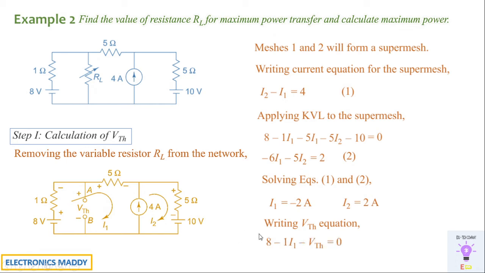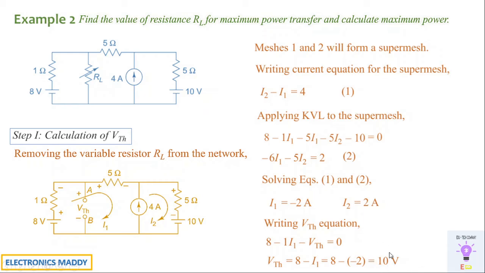How do we write that? So again I've considered this portion. This is the point that gives you the voltage VTH. So minus to plus, plus 8 minus 1 I1 minus VTH, again plus to minus, minus VTH, that is equal to 0. Solving this, you'll be getting VTH is equal to 8 minus I1, and the I1 value we know, we'll be substituting for it, and you'll be getting 10 volt.